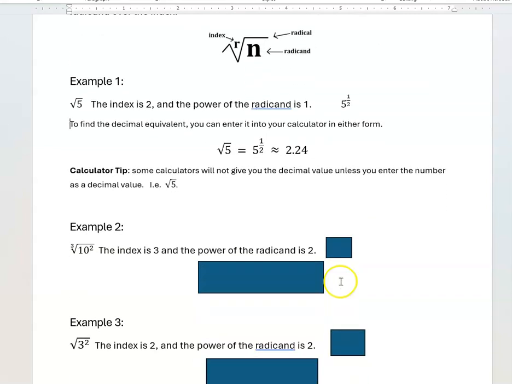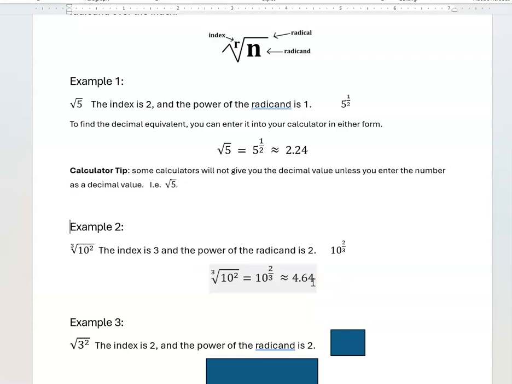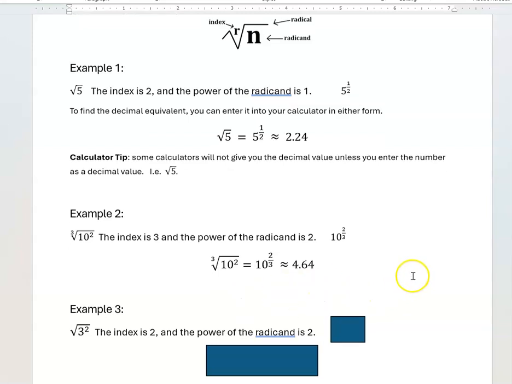Okay, for number 2, we have this cube root, so our index is 3, and 10 to the 2nd power. So the index is 3 and the power of the radicand is 2. And remember, our base is the base. So it's still 10 out here, and the power underneath goes to the numerator, and the denominator is from the index. So the cube root of 10 to the 2nd power is the same as 10 to the 2/3 power. Put that into your calculator and you'll get approximately 4.64 rounded.